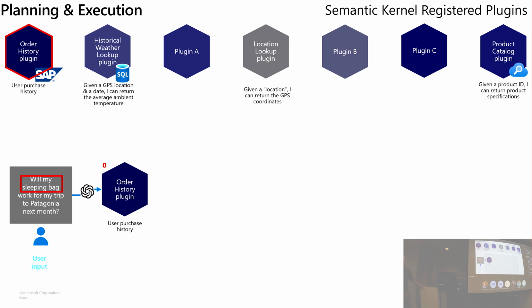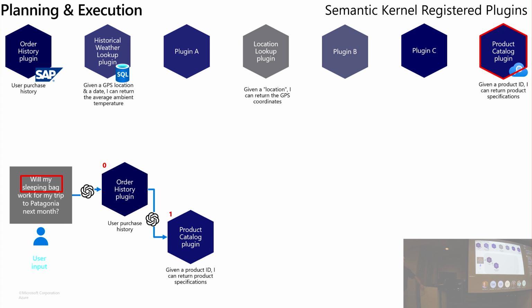So, my sleeping bag, we want AI to say, that means I need to go into the order history system and figure out what did they buy? Which sleeping bag did they buy? Once I know that, I can call the order history, or pardon me, the product catalog system and say for product catalog ID 12345, what are the specs of that sleeping bag? What is the highest and lowest temperature it can support? That's not in the order history system, that's in my product catalog system. I need to make 2 calls to make that data available.